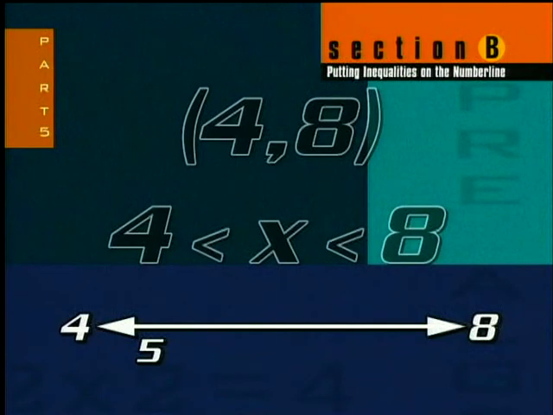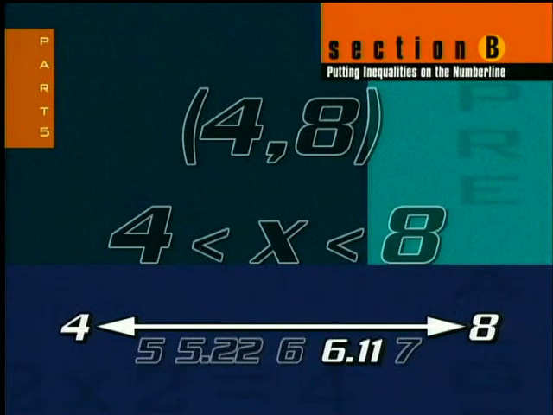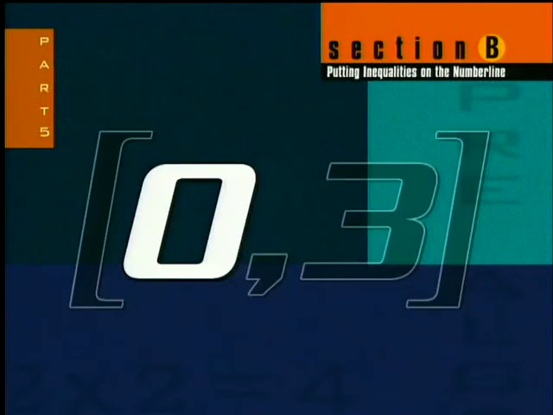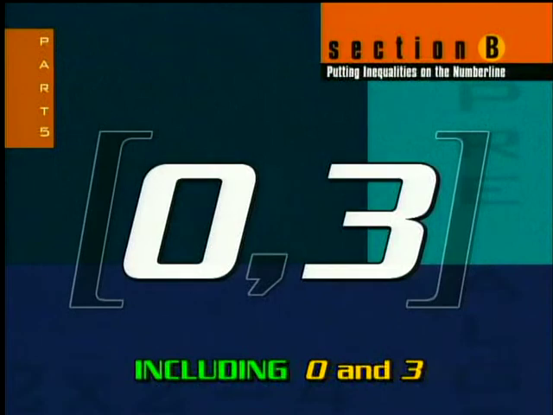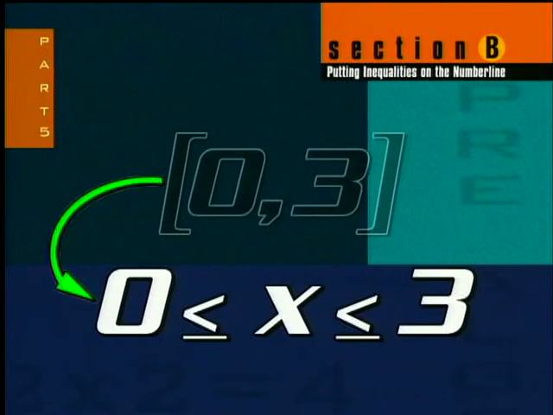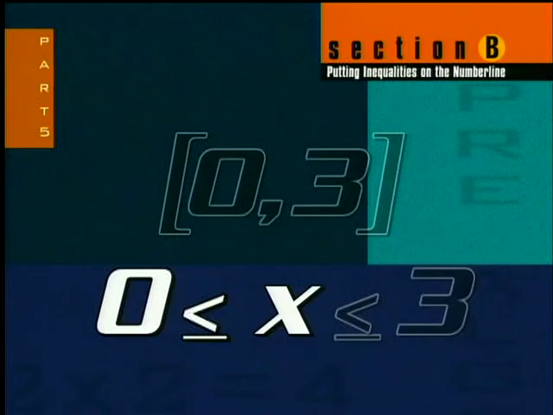Therefore, our interval includes the integers 5, 6, and 7, and all numbers in between, like 5.22 and 6.11. But it doesn't include 4 and 8 themselves. Now, if we saw this, bracket, 0, 3, bracket, we would know that it meant the interval of all numbers between 0 and 3, including 0 and 3. It can also be written like this, which means x is greater than or equal to 0 and less than or equal to 3.